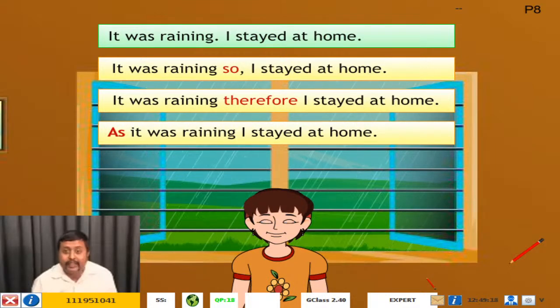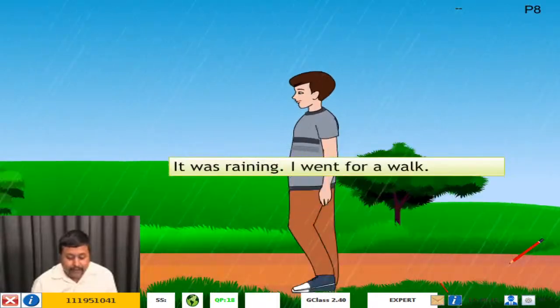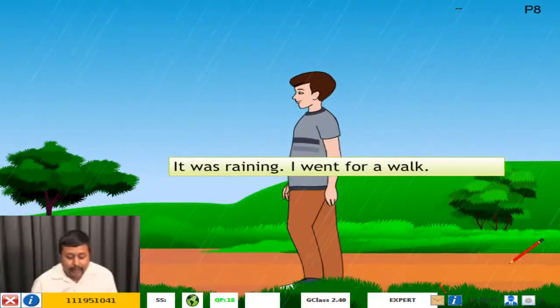All right, we can see three examples. I stayed at home because it was raining. We have four examples. So by using these four words, what we did, we joined two sentences and made them one. Okay, now look at the other example.